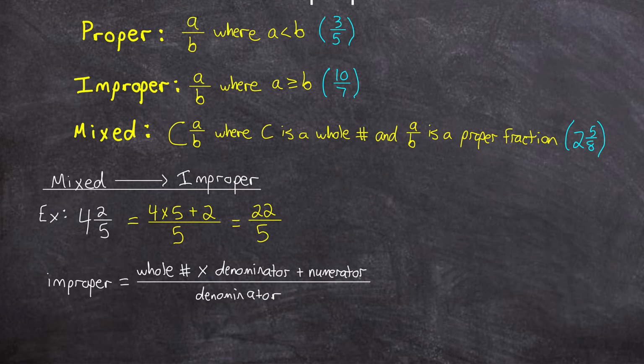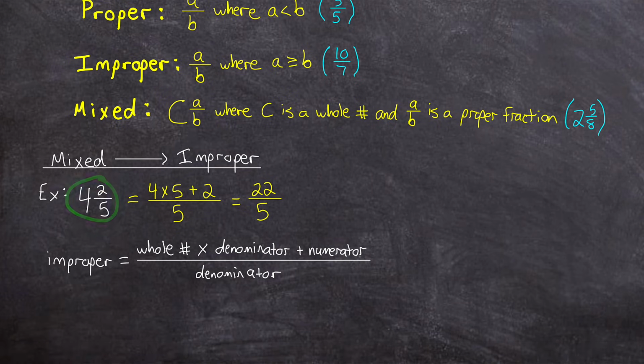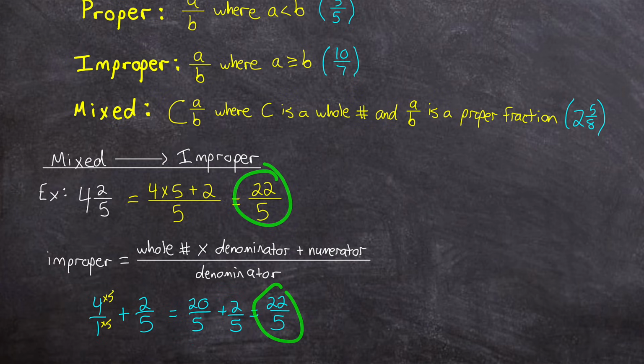If you forget this rule, what you could actually do is you could just rewrite that mixed fraction. You could rewrite it as an addition question if you wanted to. You could write it as 4 plus 2/5. And 4 is actually 4 over 1. And if you got a common denominator by multiplying this fraction by 5 top and bottom, this would equal 20 over 5 plus 2 over 5, which is, of course, 22 over 5, which is the same value we got using the rule for converting from a mixed to an improper fraction.